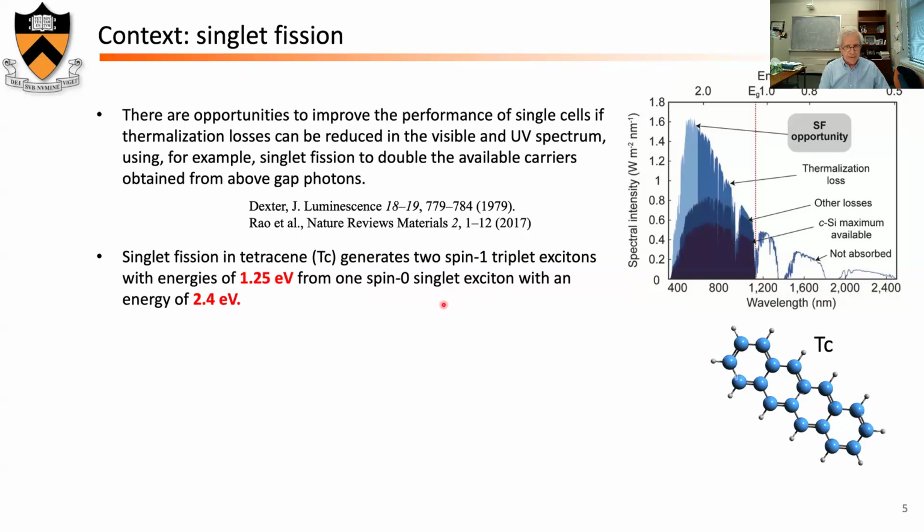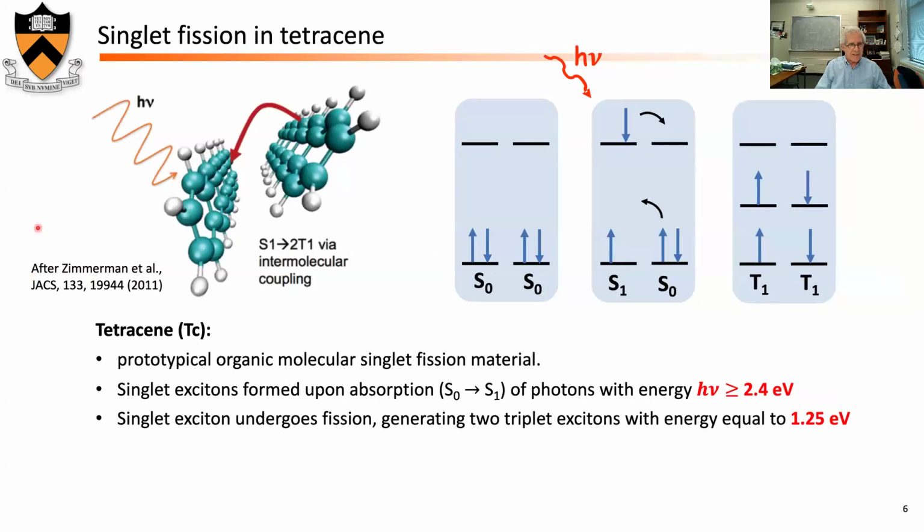And this exciton can decay into two spin one triplet excitons with energy about half of that. The process is slightly exothermic, endothermic, I'm sorry, but it is very efficient in tetracene. And therefore, tetracene is a material that has been really focused on for the application of singlet fission.